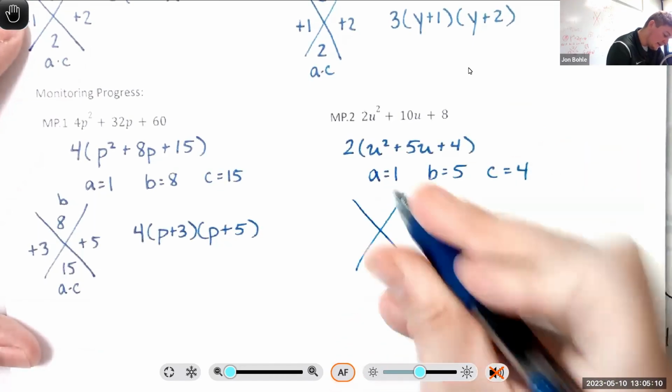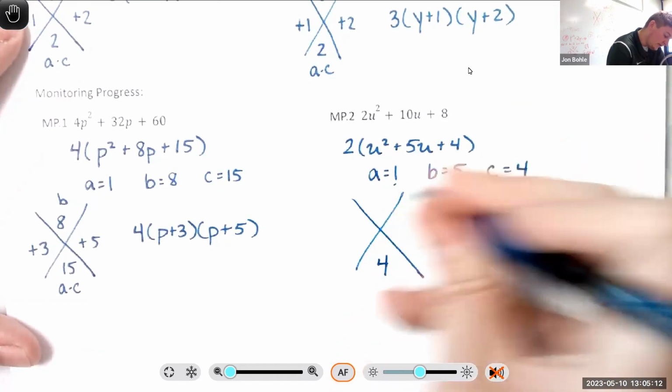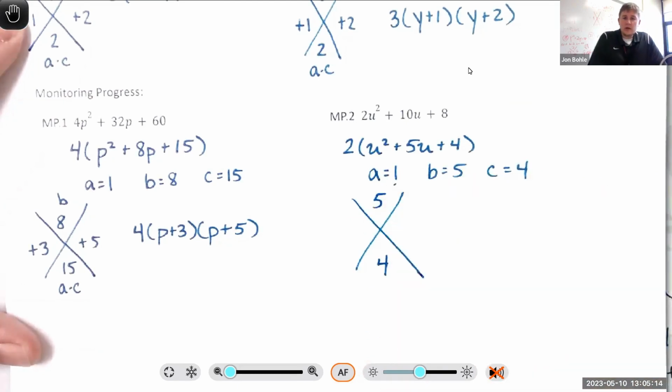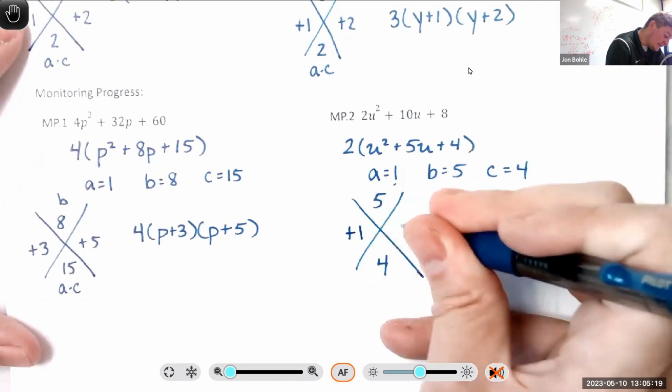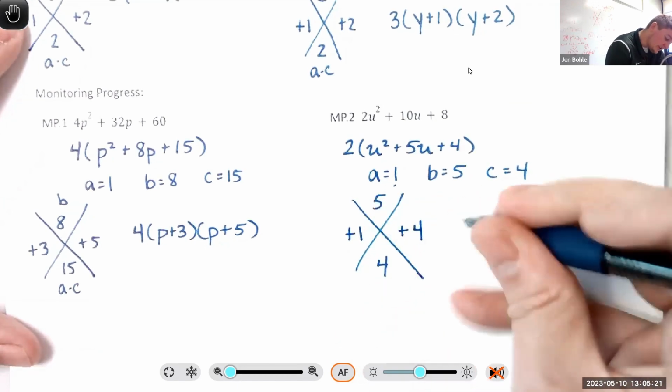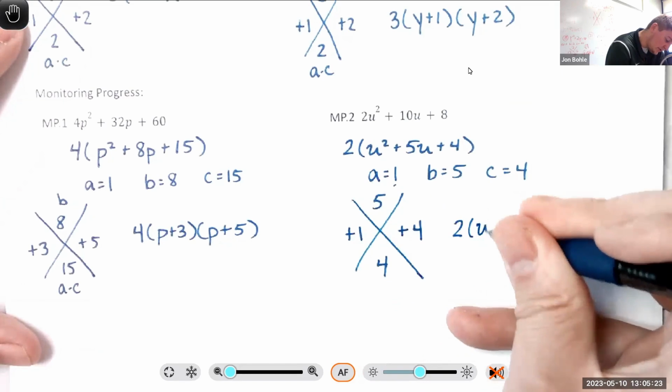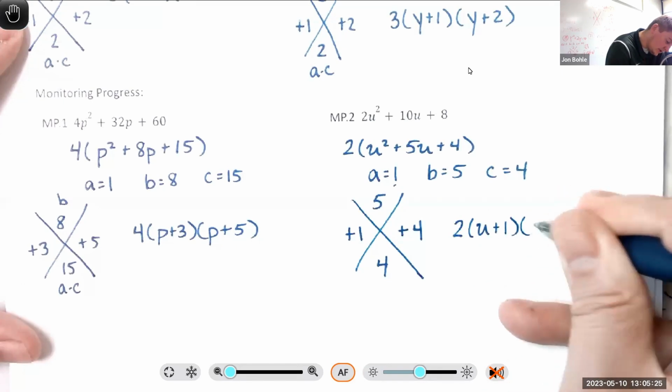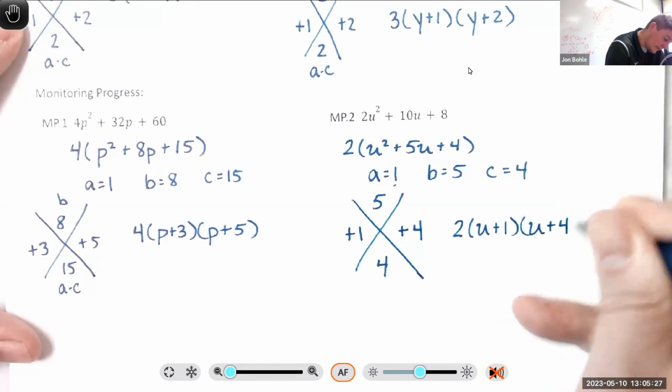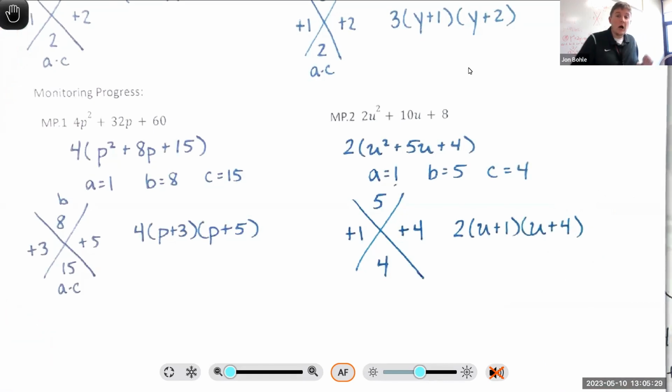Set up my X, A times C is 4, B value is 5. Numbers that multiply to 4 and add to 5 are going to be positive 1 and positive 4. So this is going to factor into 2 times (u plus 1) times (u plus 4). And I'm done. All right, so that's what it looks like when you take a greatest common factor out.